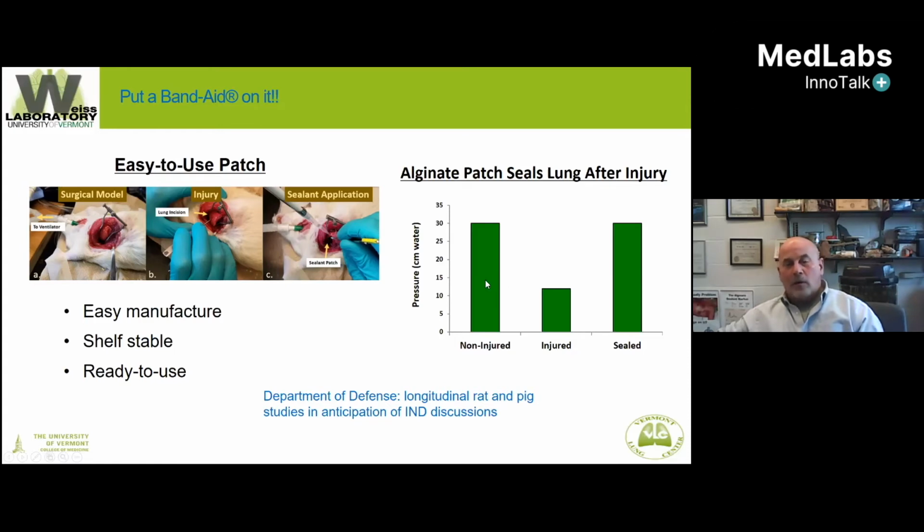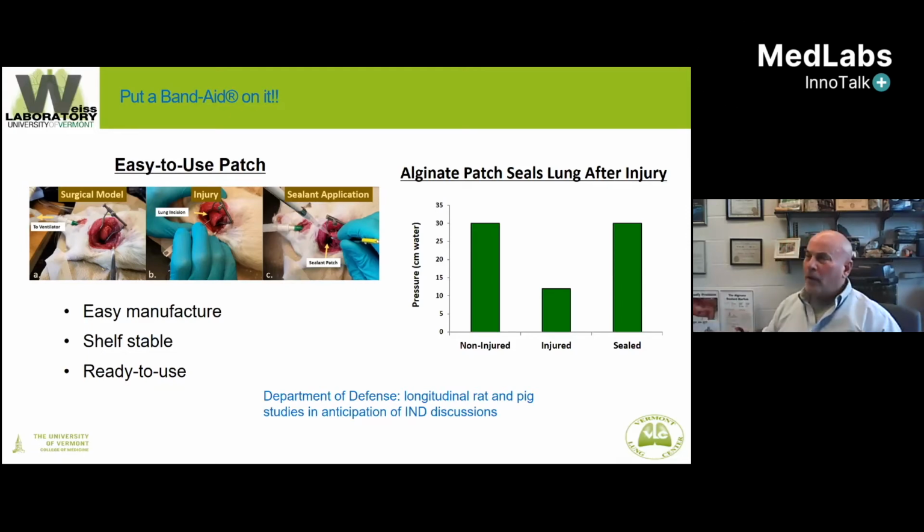And if we try and quantitate some of the things that we do, here is pressure in the lung, non-injured. You injure it, air is leaking out, the pressure goes down, we put the patch back on, and the pressure goes up. And so we have this patch, and we've been working with the Department of Defense, and we're nearing the end of some longitudinal studies in live rats and live pigs, and we're looking to move ahead with IND discussions to eventually move towards clinical applicability.